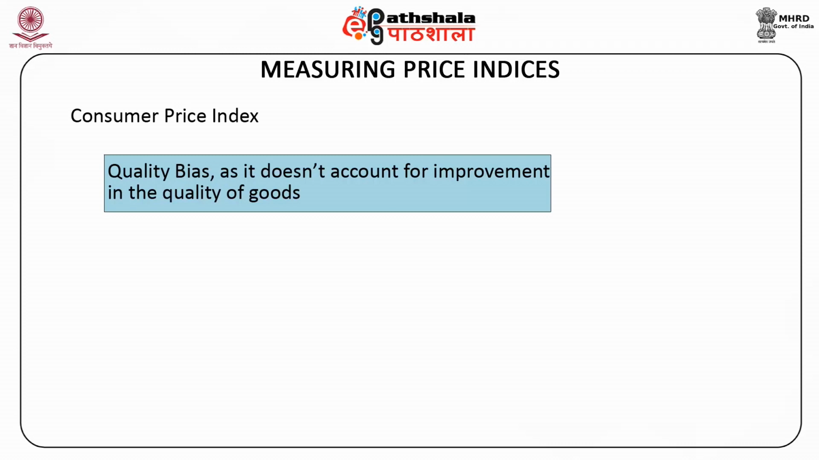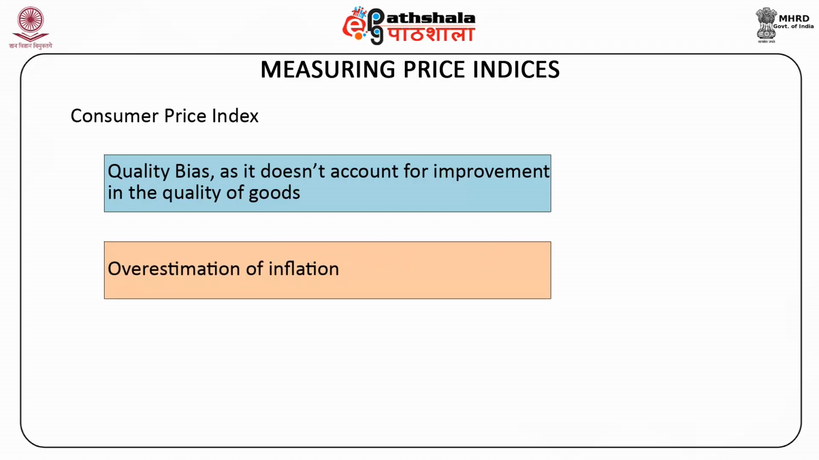The quality of products has been continuously improving over time, which results in their price rise. However, CPI does not account for any such improvement in quality of products over time. CPI is expected to overestimate inflation because it is computed over a fixed basket of goods and services consumed by a typical consumer, and not all products in this basket will experience the same percentage change over time.